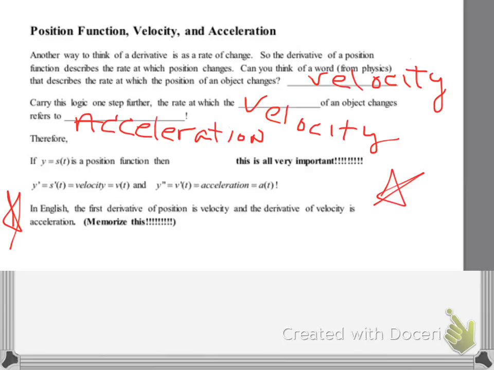So I'm just going to ask you to find the velocity given this position function. You have to know those derivatives and how they're defined. And then on the next page we'll practice using this.